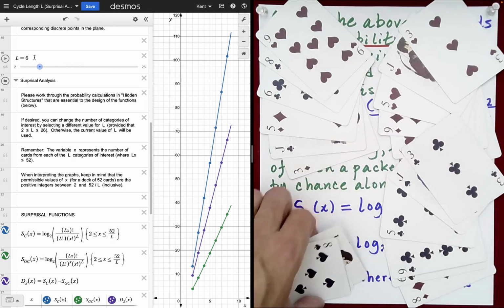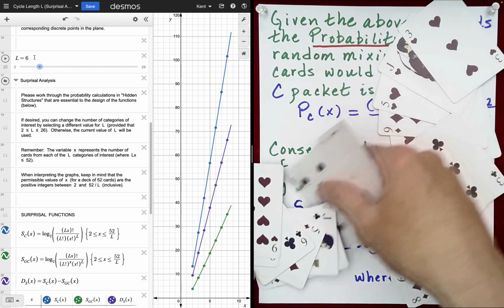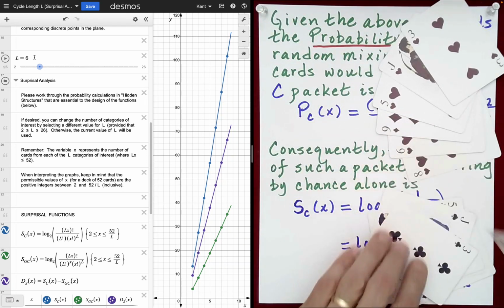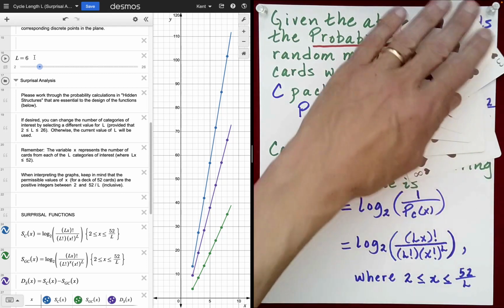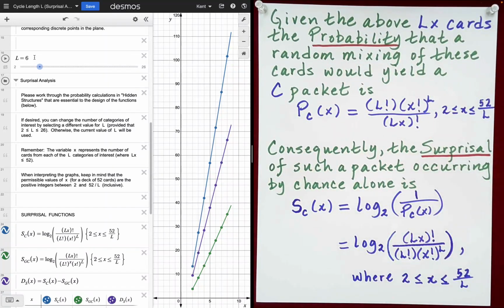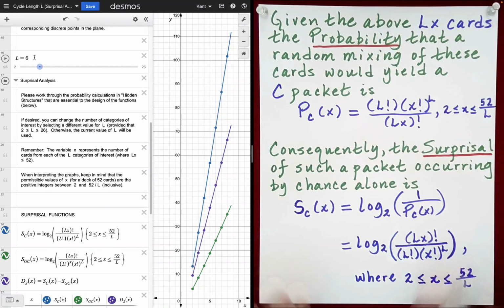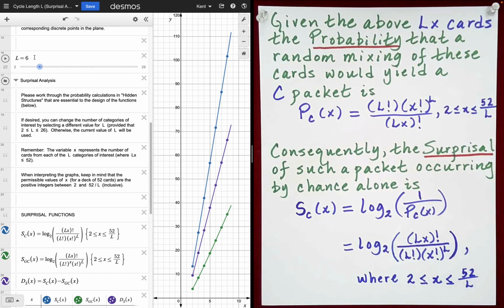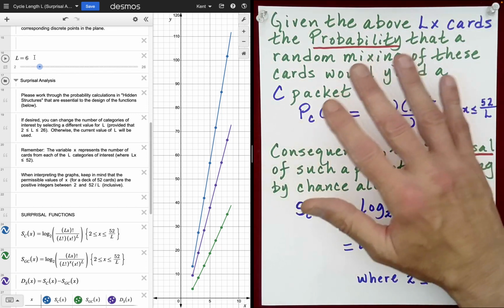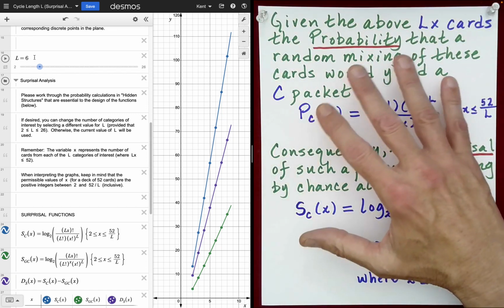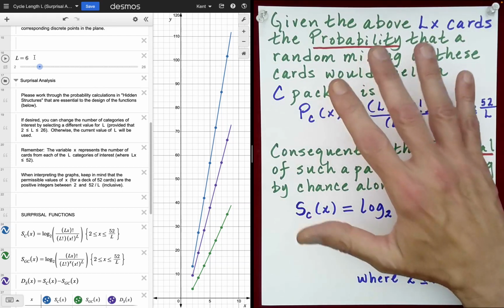Whoa! Okay, so that is a performance using our generalized Desmos activity, where you can choose any cycle length that you would like to work with. So you can get cycle length of 2, 3, 4, all the way up to 26 for a standard deck of cards. And of course, you could have higher cycle lengths if you're willing to work with more than one deck at a time. So let's go ahead and find out what is the surprisal associated with the performance that you've just watched.